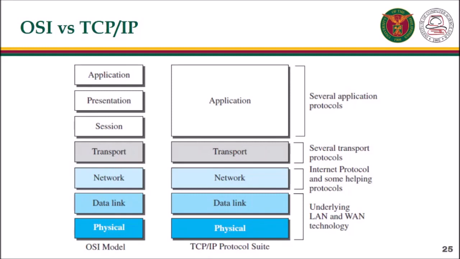When we compare the two models, we find that two layers, session and presentation, are missing from the TCP/IP protocol suite. These two layers were not added to the TCP/IP protocol suite after the publication of the OSI model. The application layer in the suite is usually considered to be the combination of three layers in the OSI model. Two reasons were mentioned for this decision. First, TCP/IP has more than one transport layer protocol. Some of the functionalities of the session layer are available in some of the transport layer protocols.